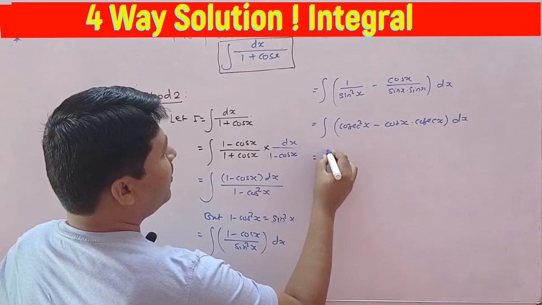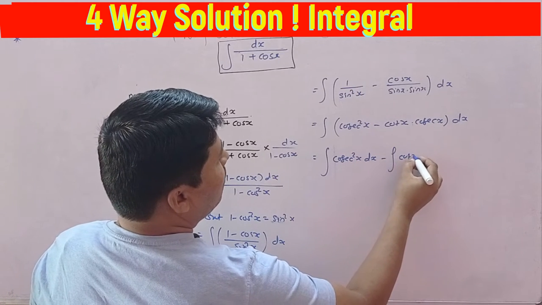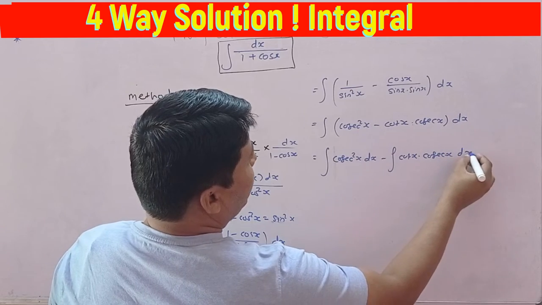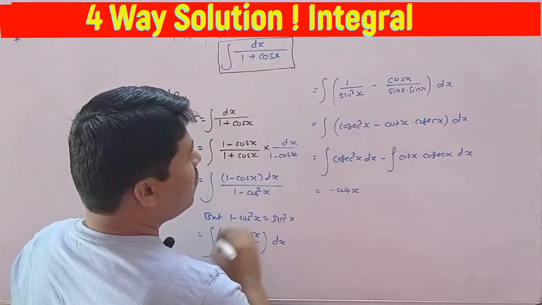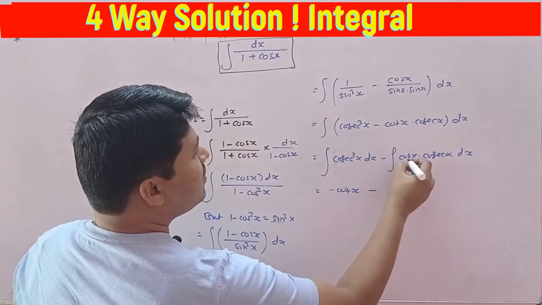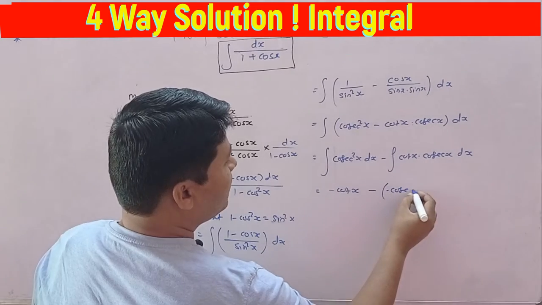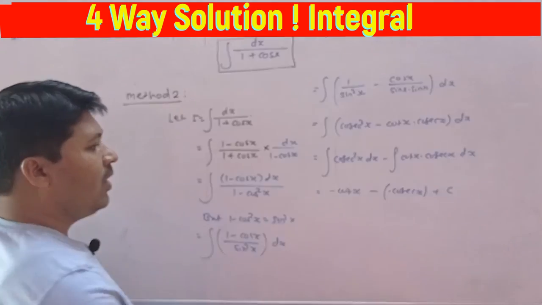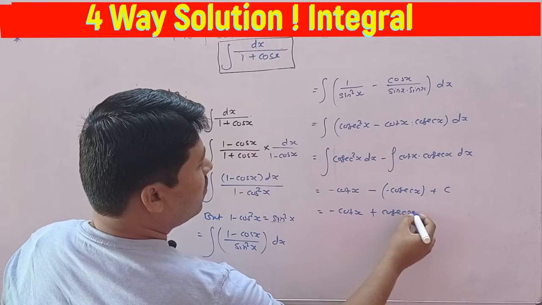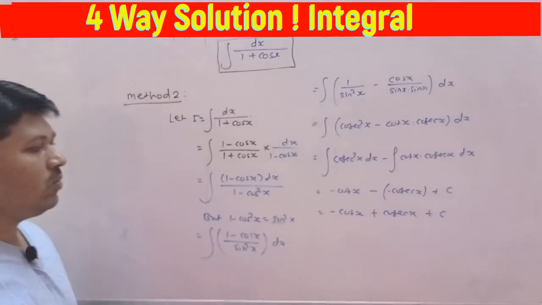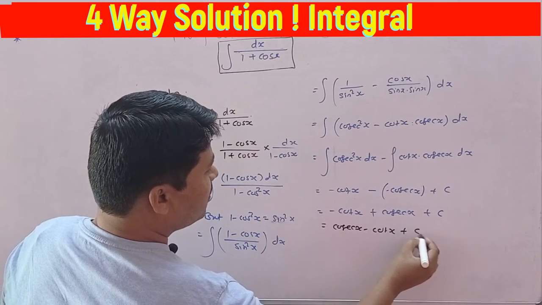Then we find the integration separately: the integral of cosec square x dx minus the integral of cot x into cosec x dx. We know that the integration of cosec square x is minus cot x, and the integration of cot x into cosec x is minus cosec x, plus c, the constant of integration. Therefore the solution is minus cot x plus cosec x, plus c. I simplify this again: cosec x minus cot x, plus c, the constant of integration.